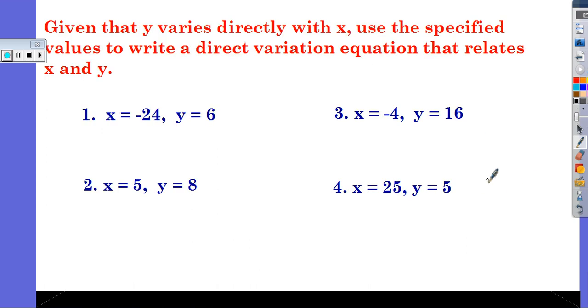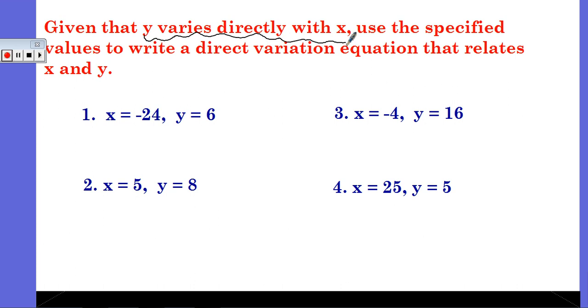All right, let's take a look at when we are told that y varies directly with x. Remember, that just means direct variation. We use the specified values. All that means is we have an x value and a y value to write the direct variation equation. Well, remember, direct variation equation is y equals kx. So we need to write that equation, and it needs to relate y to x or x to y. All that means is that you're using that equation. So the very first thing that we need to know is what is k for each of these examples.